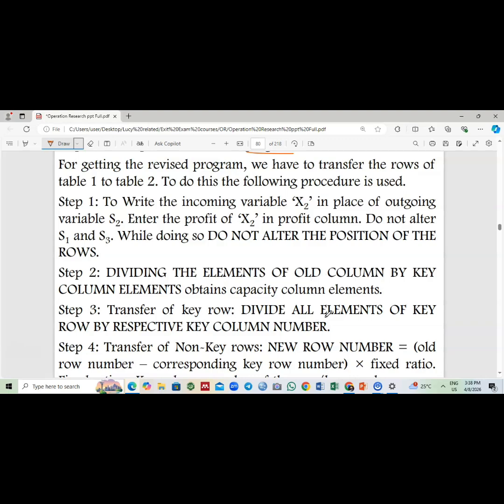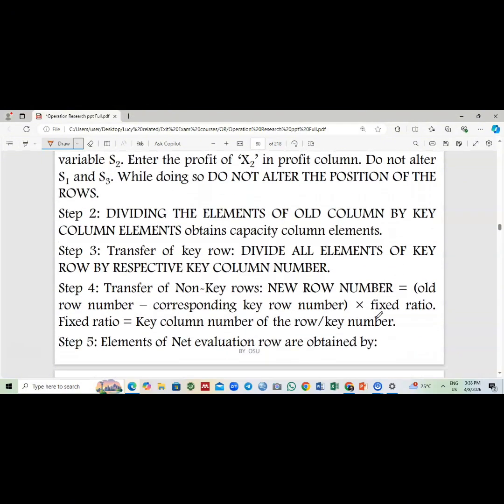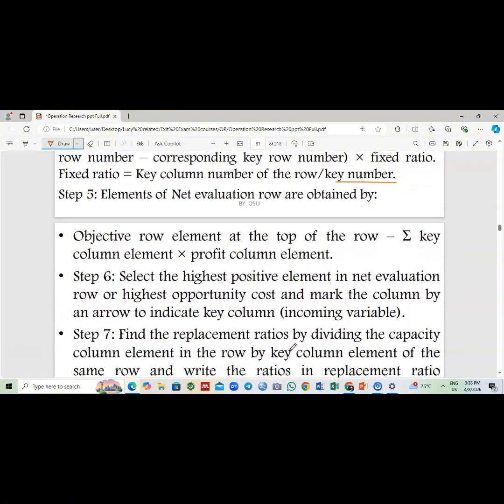Now transfer row, divide all element of the key row by respective column number. The transfer non-key row meaning new row number is equal to old row number minus corresponding key row times fixed ratio. Fixed ratio is a key column number of row divided for a key number. Now element of net evaluation row are obtained like objective row element at the top of the row and the column element of profit. So step four, select the highest positive element in net evaluation row or highest opportunity cost.